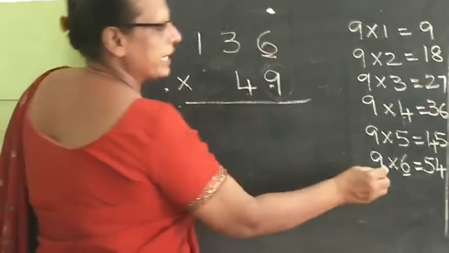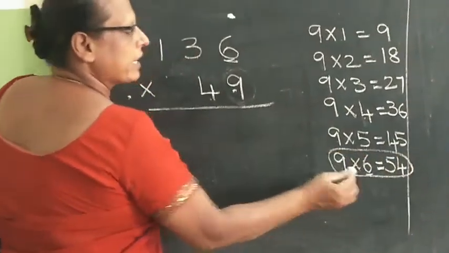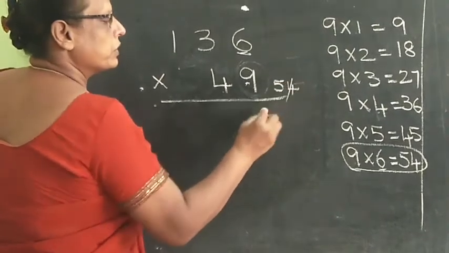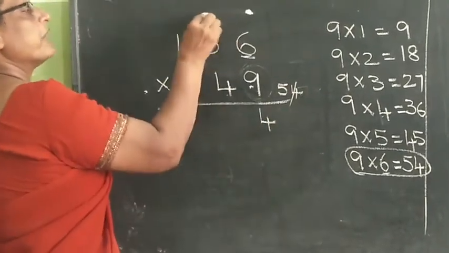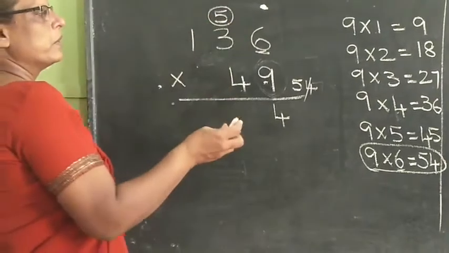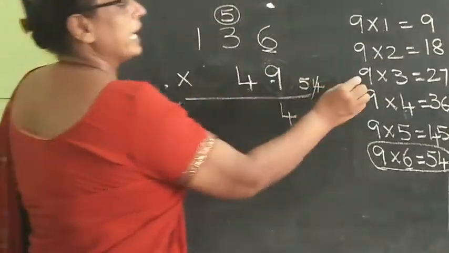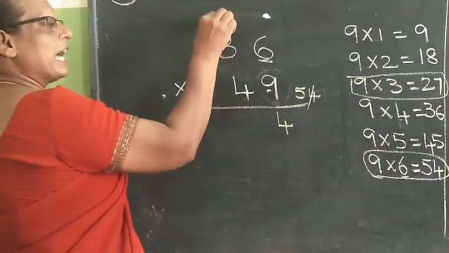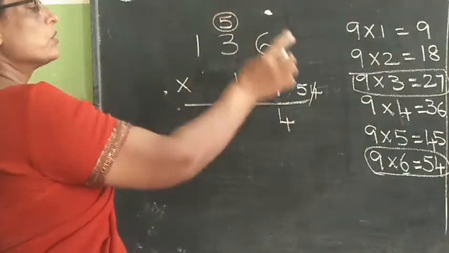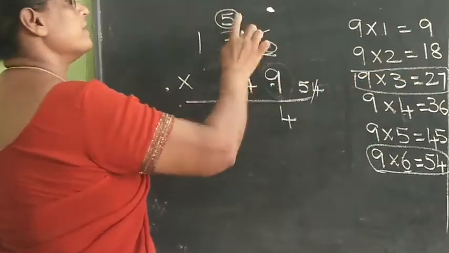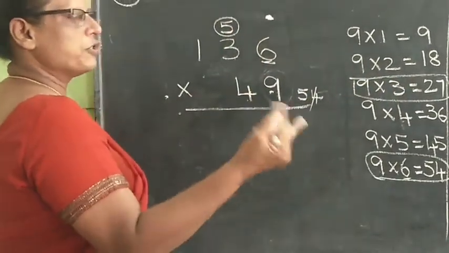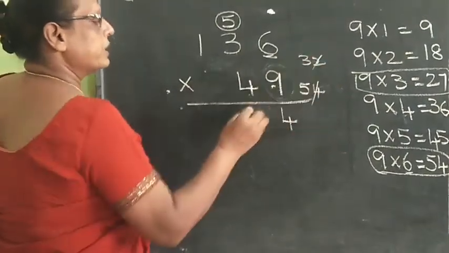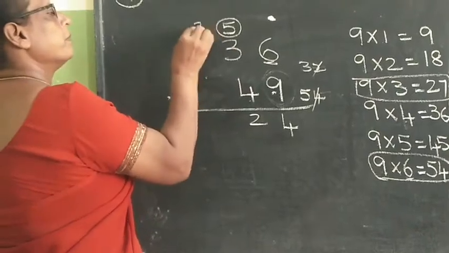9 6s are what children? 54. 9 6s are 54. So 54 means what you have to do children? You have to write 4 and you have to write 5 here in the tens column. Okay. Now 9 3s are what children? 27. So don't forget to add the number which is given above. 27 plus 5, 28, 29, 30, 31, 32. So 32 means you have to write 2 here and you have to bring up 3 here.